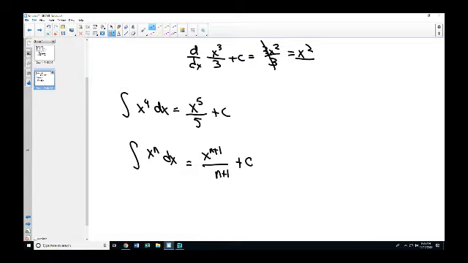Okay, on a derivative, you bring the exponent down and subtract 1 from the exponent. On an antiderivative, you add and divide. See the relationship, right? That is the integral power rule, for lack of a better term.